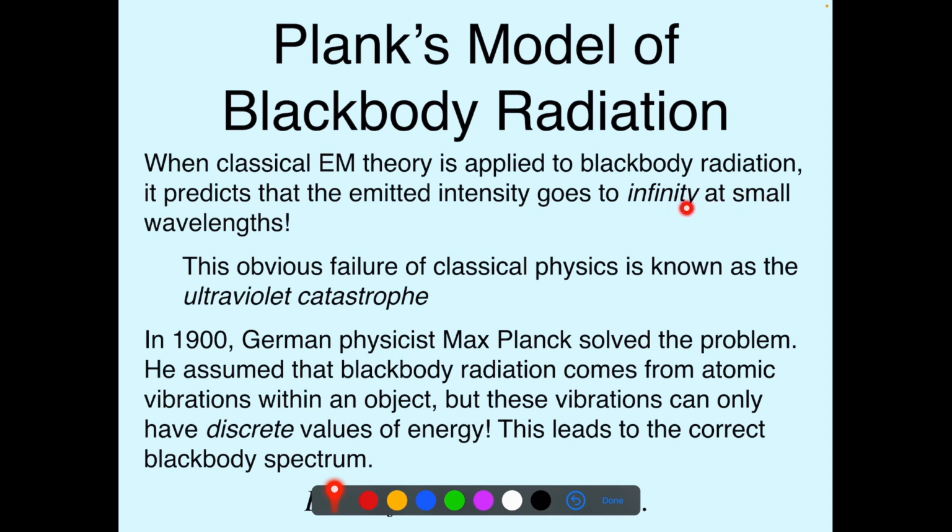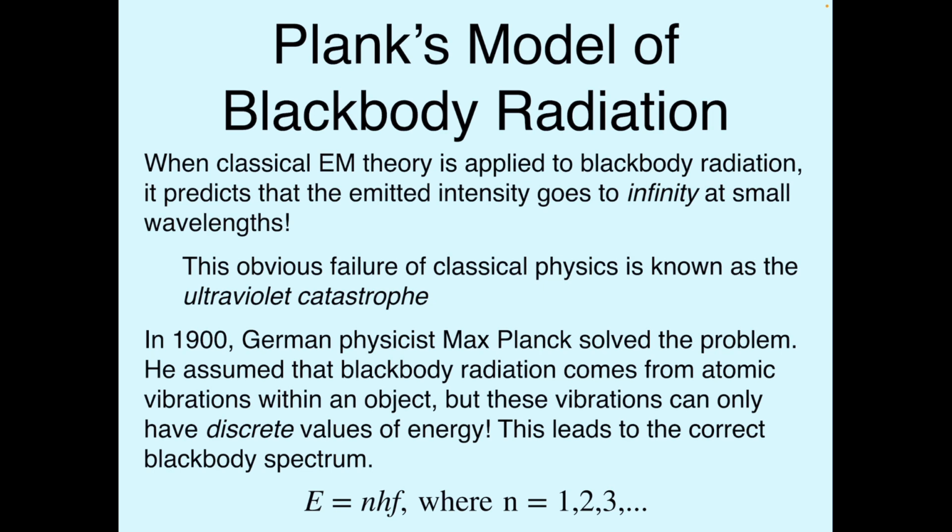So not only is that wrong in the sense that the prediction from our theory doesn't match the actual data, but it's kind of nonsensical. Like, how could you have infinite intensity? So this is an obvious failure of classical physics, and this came to be known as the ultraviolet catastrophe because at ultraviolet wavelengths, we're predicting that the intensity goes to infinity, which is obviously wrong. So there needs to be some kind of correction here. And this is a hint that we need to go beyond classical physics. We need some kind of new physics.